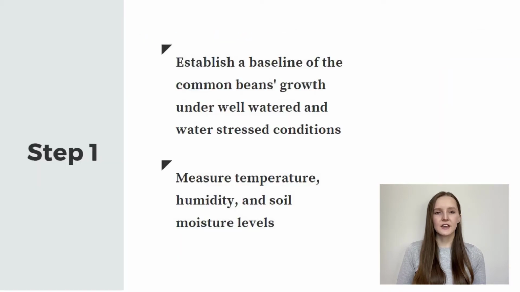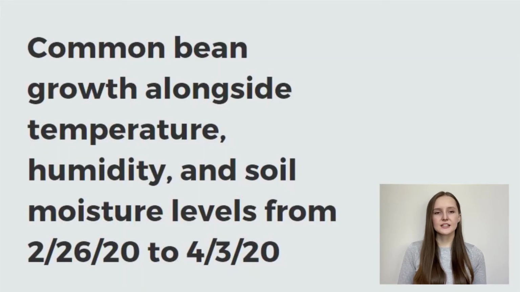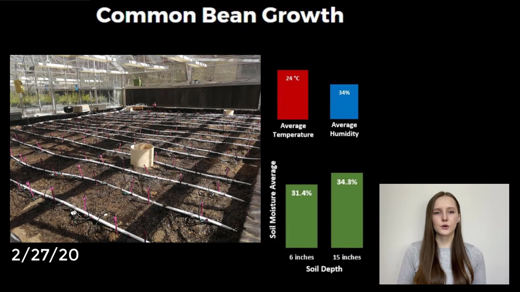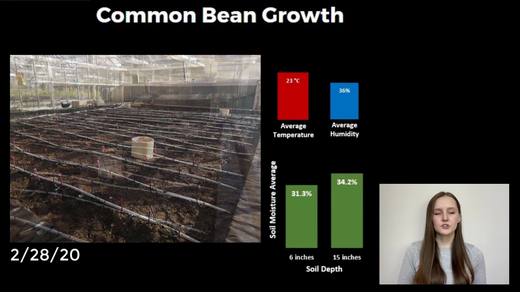To establish a baseline of the common beans' growth under both well-watered and water-stressed conditions, we measure the common beans' temperature, humidity, and soil moisture levels from February 26 to May 26. From February 26 to April 3rd, all the common bean plants were well-watered. Soil moisture measurements were taken at two different depths, with one at 6 inches of depth and the other at 15 inches of depth.